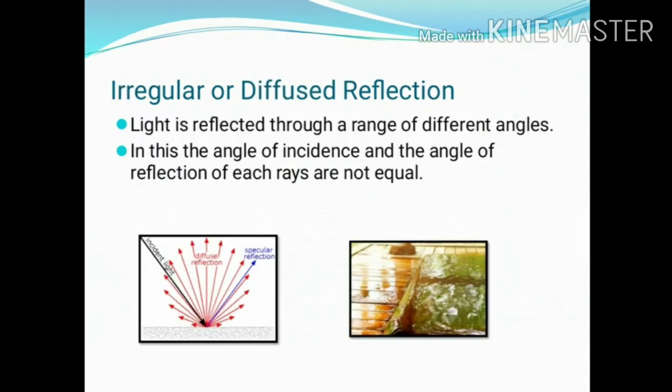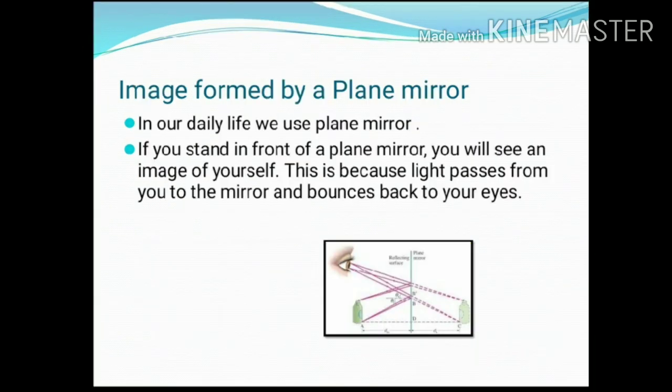Irregular reflection, otherwise known as diffuse reflection. Light is reflected through a range of different angles. In this, the angle of incidence and the angle of reflection of each ray are not equal, unlike regular reflection, because it takes place on an uneven surface.